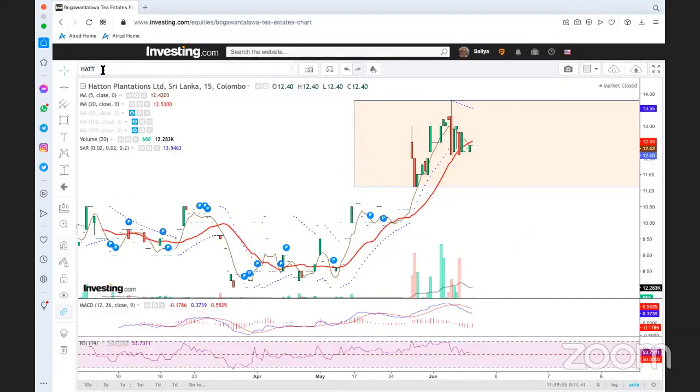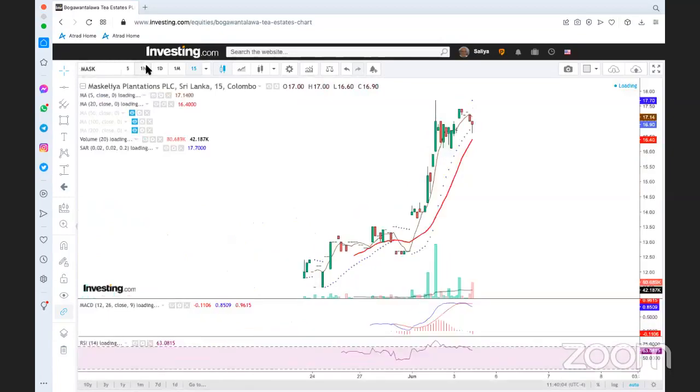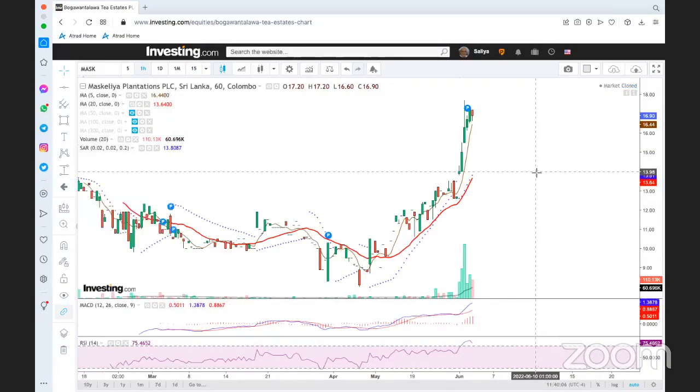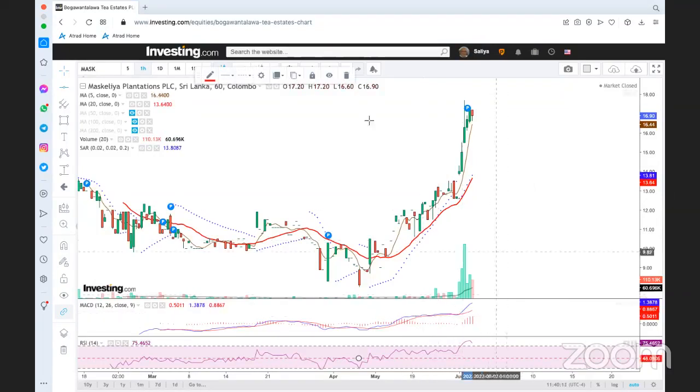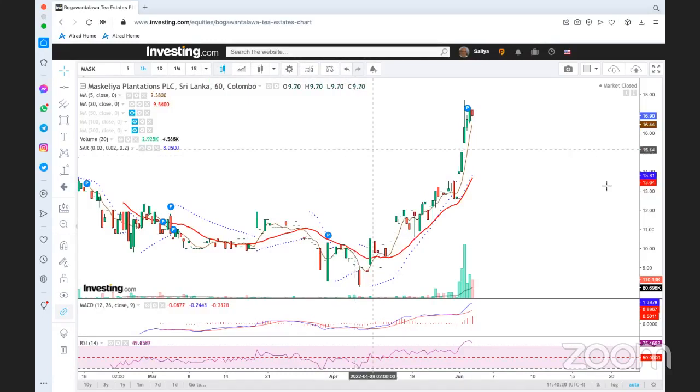Then we saw Muscalia. Let's go to the 1-hour chart first. Same situation in the case of Muscalia, all bullish. Okay. Then we move to the 15-minute chart. All bullish, but there is a bearish close in the 1-hour chart below the present high of 1770, right?